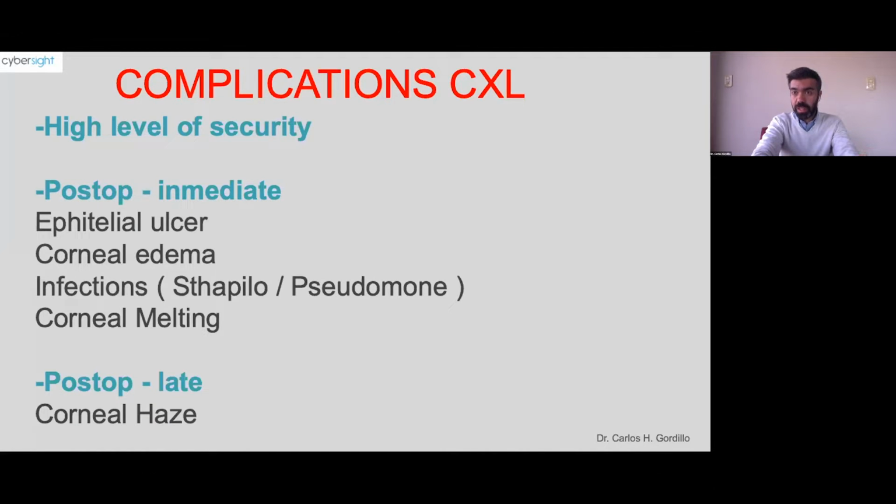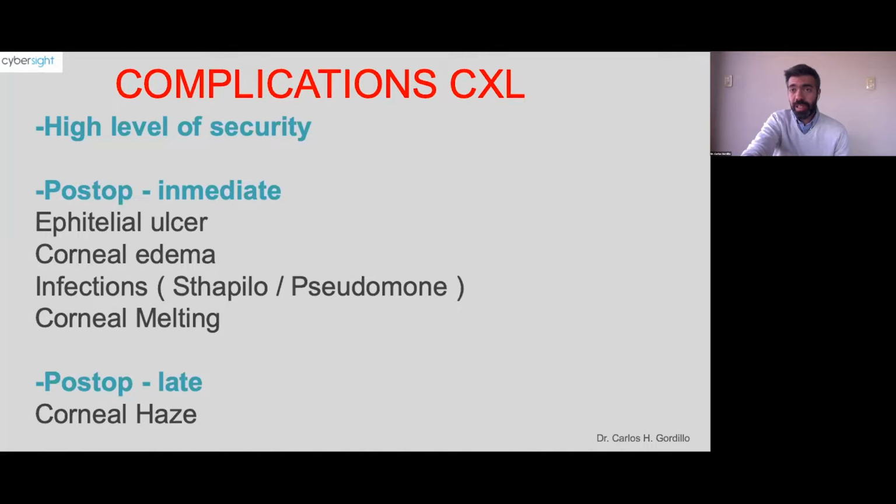What is the correct treatment? Use steroids for the first months. Don't take them out after 7 days, because the haze is going to appear. Remember that the crosslink is going to be working from the first month, and then for more than 1 year, it's still going to be producing changes in the patient.